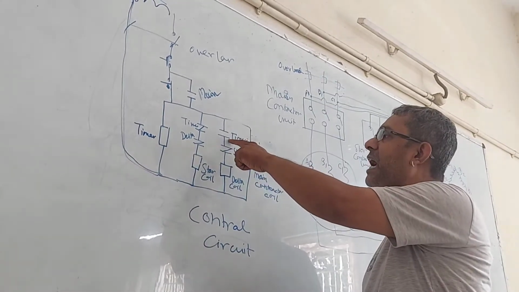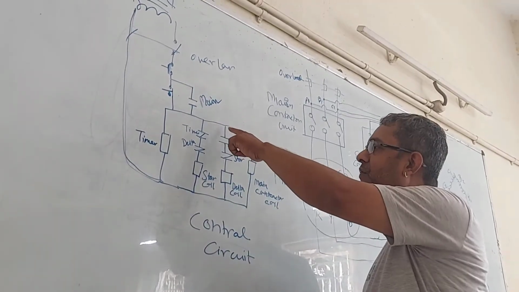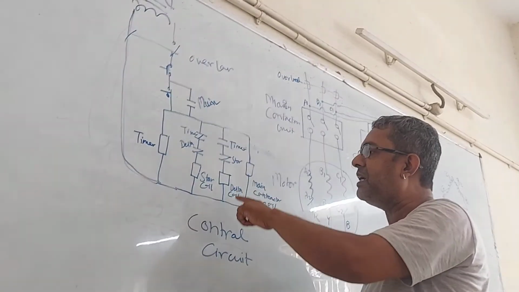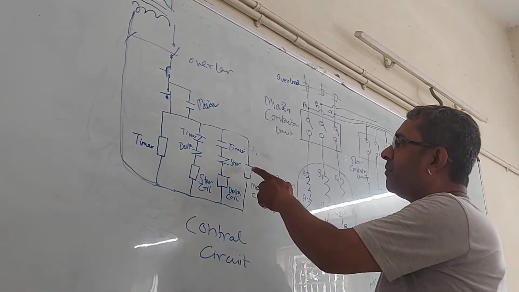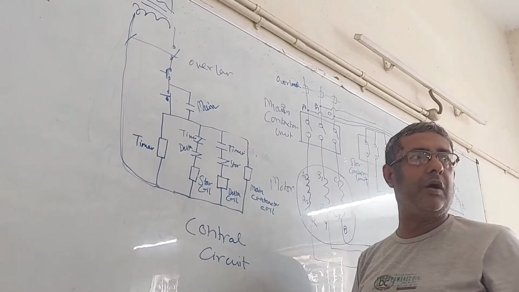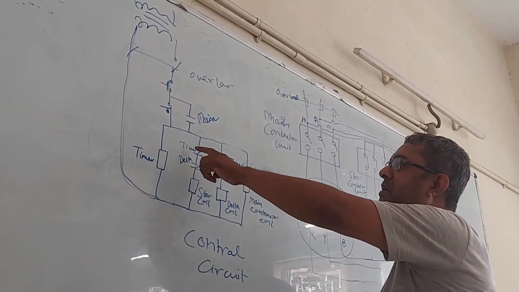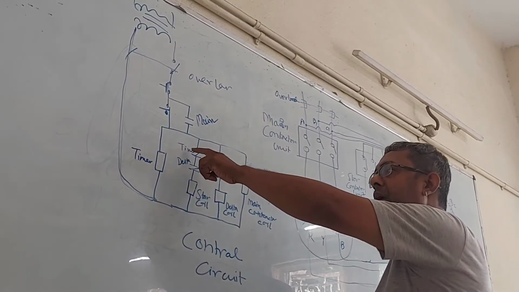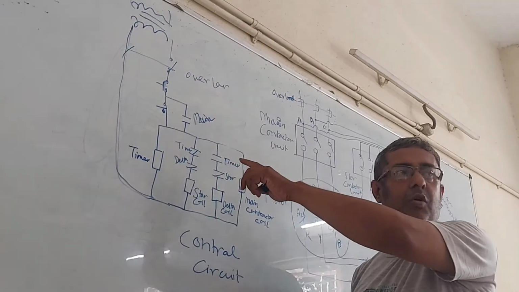Okay, so now the timer is also closed and the star is also closed. So current will flow through this circuit, delta, and thus the delta coil will actuate. Now this main circuit is holding and the delta coil is holding now, and the star coil has stopped because the timer, after reaching some time, has opened this circuit. This NC contact has become NO.